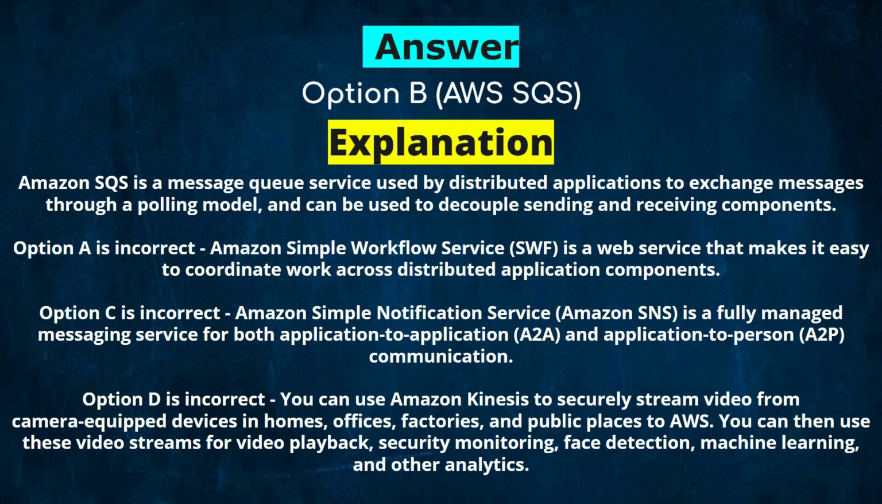Option D is incorrect. You can use Amazon Kinesis to securely stream video from camera-equipped devices in homes, offices, factories, and public places to AWS. You can then use these video streams for video playback, security monitoring, face detection, machine learning, and other analytics.